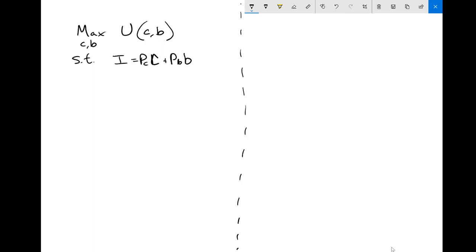All right, so we wanted to find the values of C and B that maximize our utility subject to our budget constraint. When we solve this problem, we get C star and B star, and then we can plug them back into the utility function, utility of C and B, which gives us our indirect utility function.